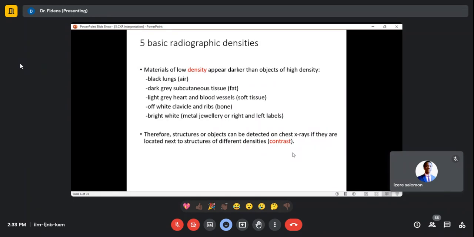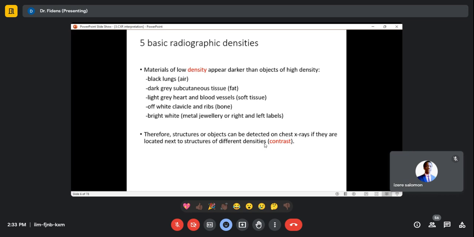So there are some slides that will not take time, like the five densities you have in radiology and on chest radiograph. You know them very well. I'm not going to repeat, but the structures or objects can be detected on chest X-ray if they are located next to structures of different densities. That's the reason why you can recognize the pulmonary vessels, the heart shadow, the mediastinum, the bones, because each structure is located next to another structure of different densities.